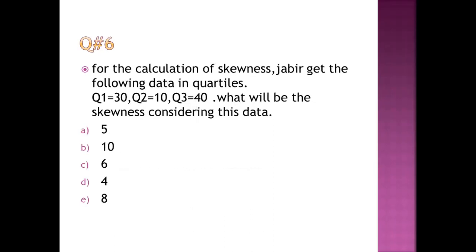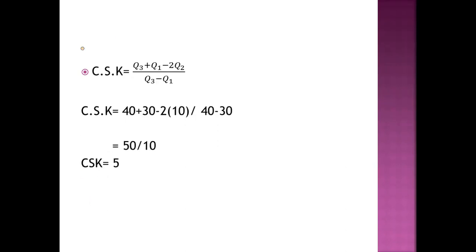distribution. Question number 5. For the calculation of the skewness, Jabir gets the following data in quartiles. Q1 is 30, Q2 is 10, and Q3 is 40. What will be the skewness considering this data? The answer is alpha, 5.